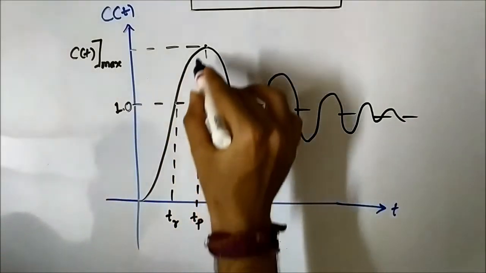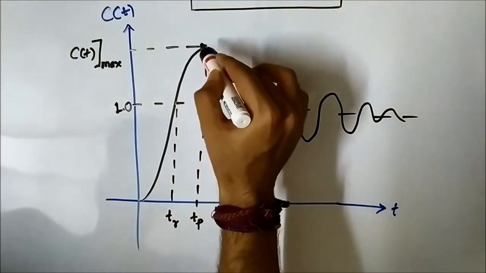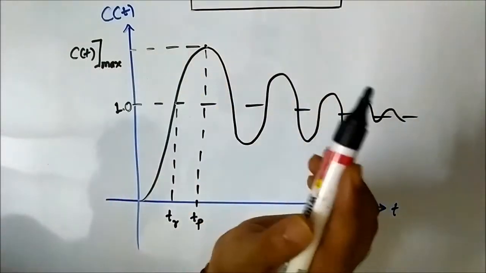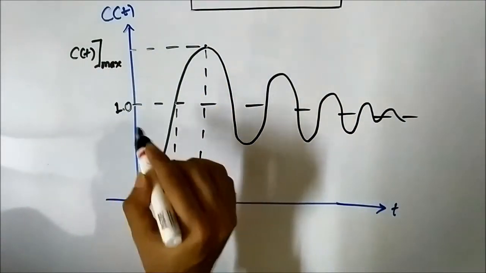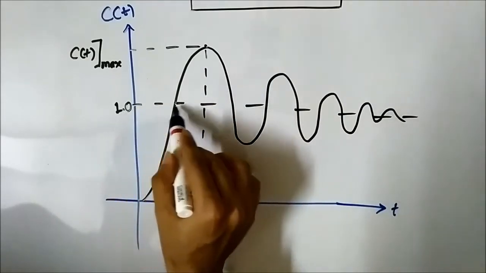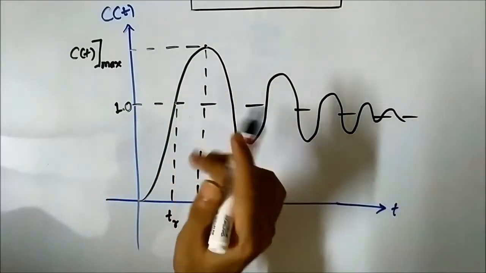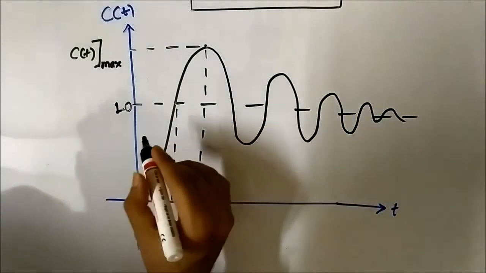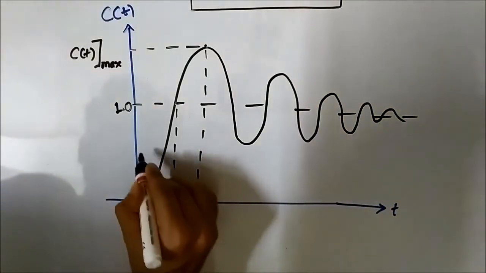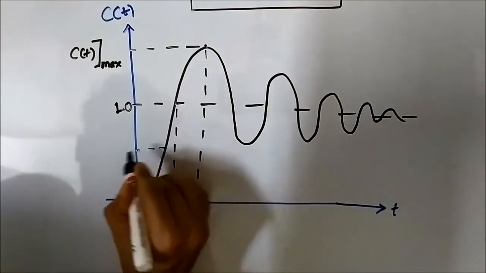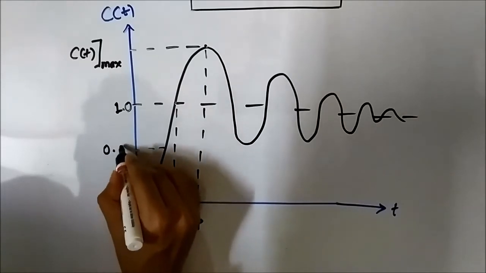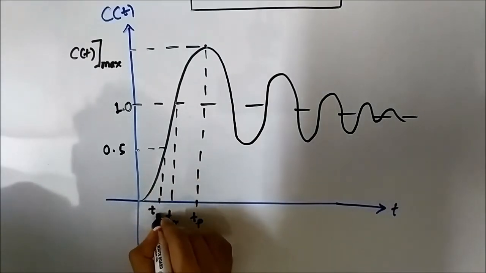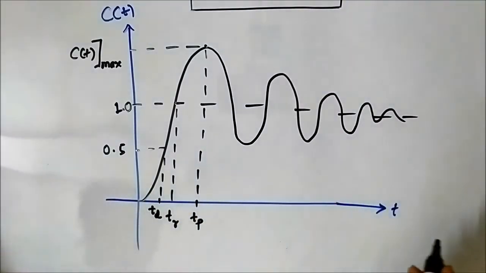The time at which the output response reaches the maximum value is called the peak time. This value is called C t max. The time at which the output response reaches the steady state value, which is normally 1, for the first time is called the rise time. Now the time instant at which the output response reaches half of the steady state value is called the delay time, T subscript D.